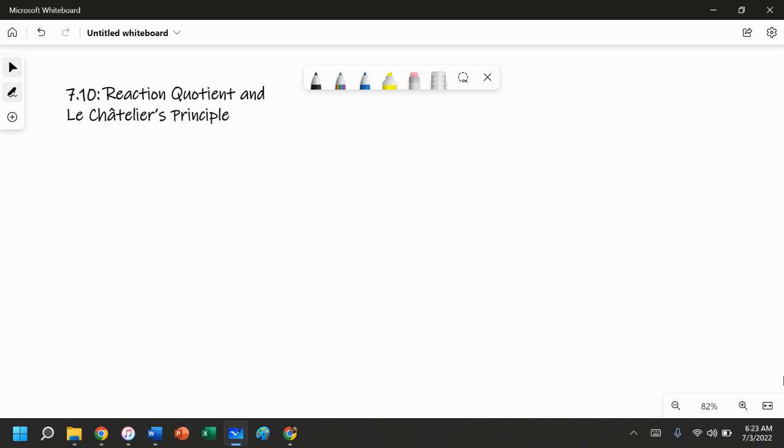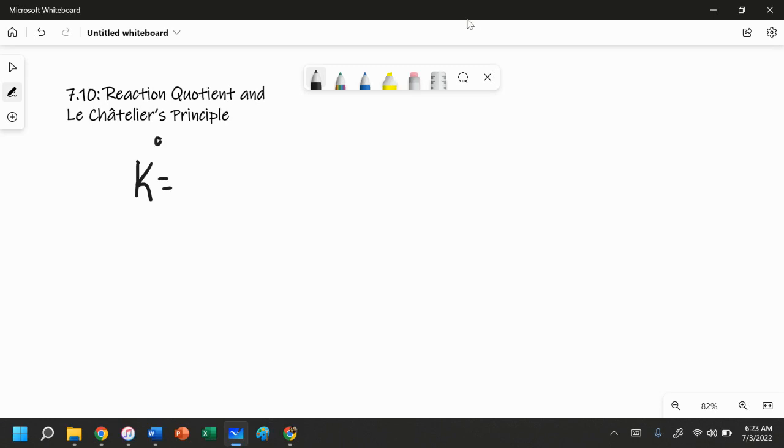Hello, Chem fans. It is time for us to talk about topic 7.10, reaction quotient and Le Chatelier's principle. So when we talk about equilibrium, we have established that the concentrations of all species in a reaction are equal to the ratio between the products and the reactants raised to their coefficient powers, which is called the equilibrium constant.